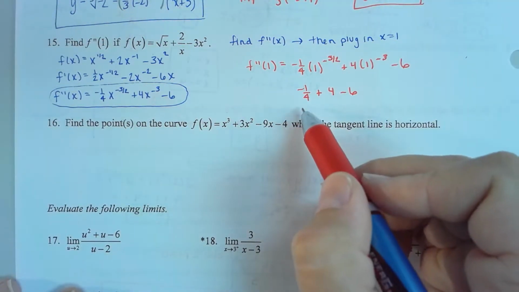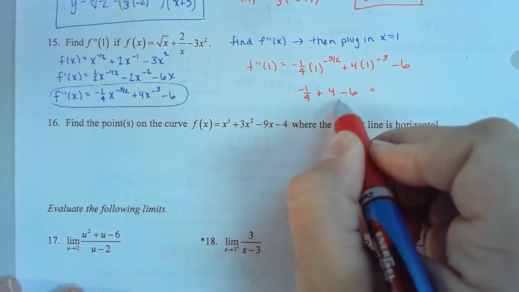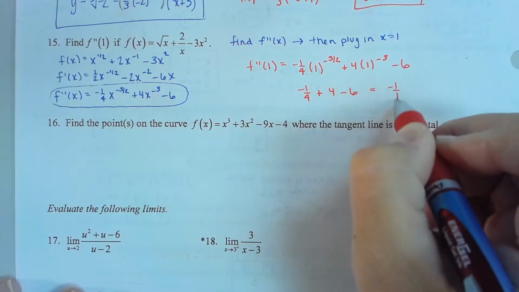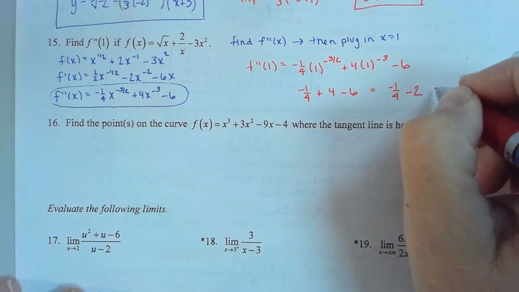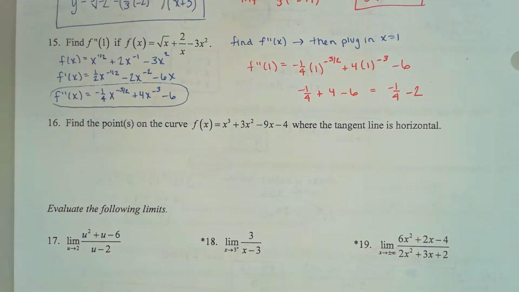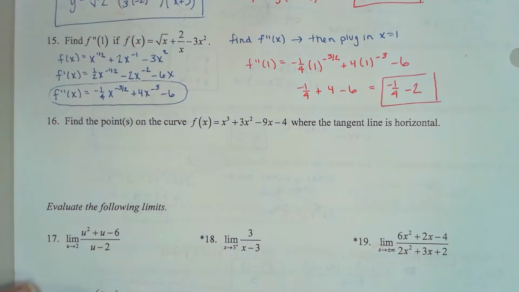So I have a negative 1/4 plus 4 minus 6. A positive 4 and a negative 6 is a negative 2. So I get negative 2 1/4, negative 2.5, whatever you want to call that. Okay? Please don't spend time on arithmetic. I want you to focus on the calculus processes. Okay? All right. Let's take a look at number 16.